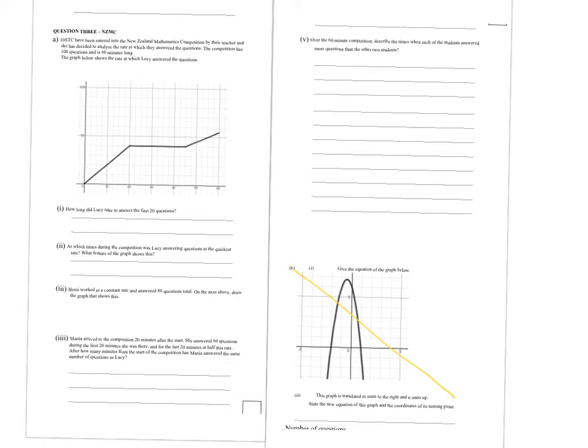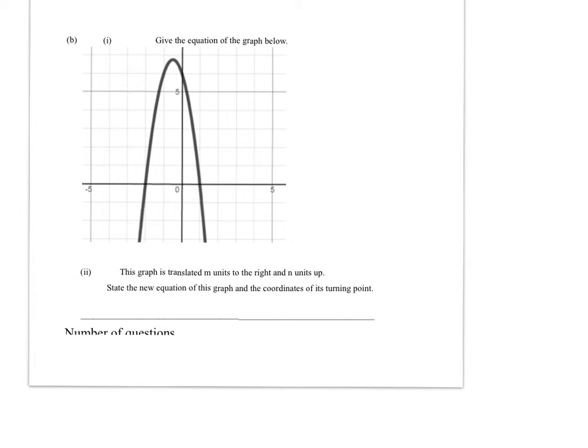And the last part of this, over the 60-minute competition, describe the times when each student answered more questions than the other two. So when you're looking at the graph, you must look and see which competitor is at the top line on the graph. So if I go back, okay, so we'll go to the page. The last question, give the equation of the graph.